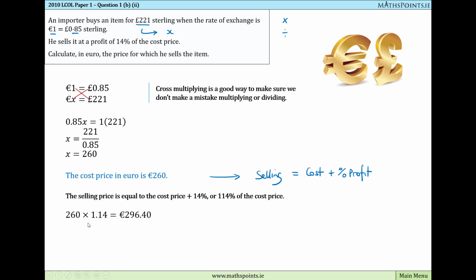So 260 times 1.14, that's the decimal equivalent of 114%, or we can put 114 and the percent button using our calculator, and this is equal to €296.40. So the importer is selling the item for €296.40.